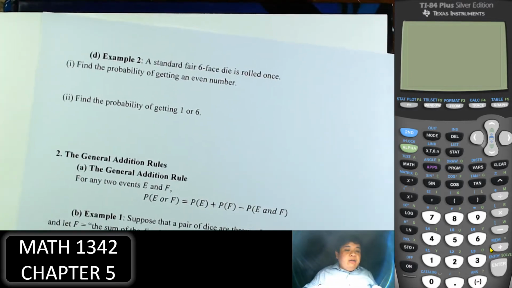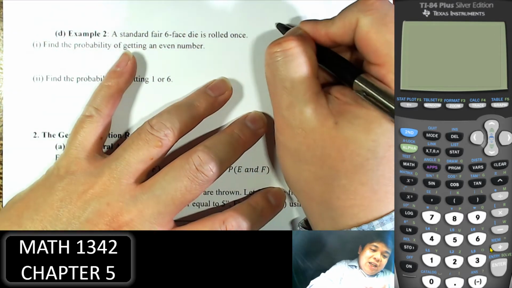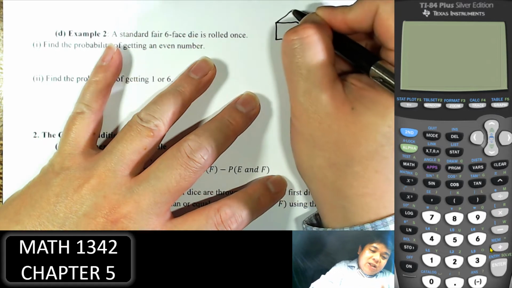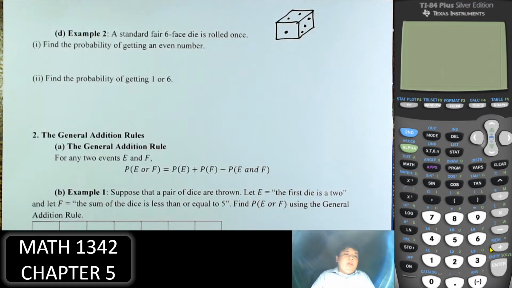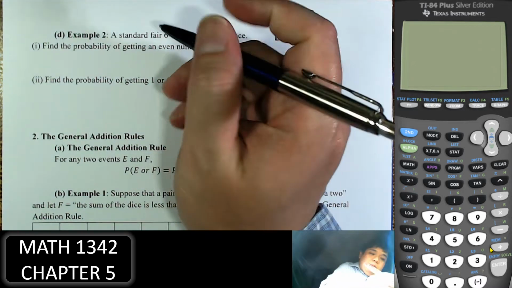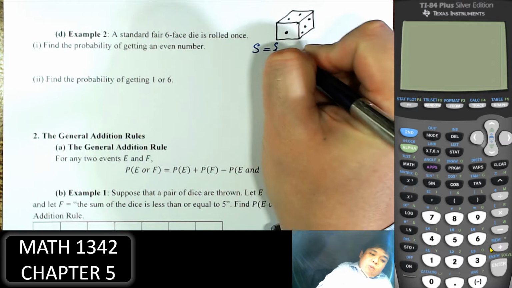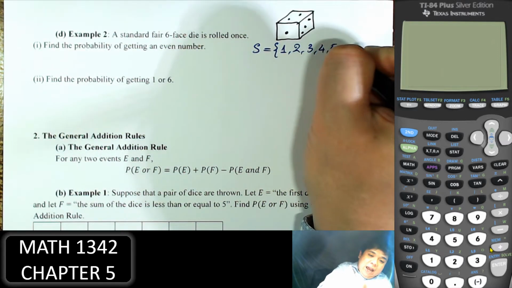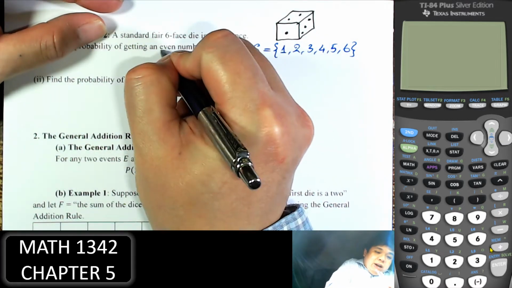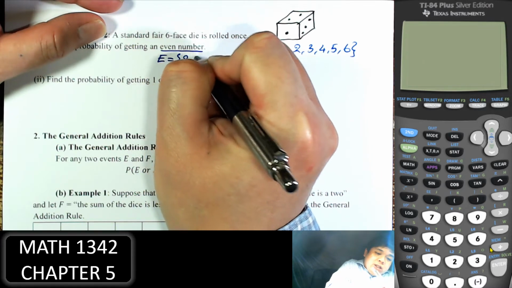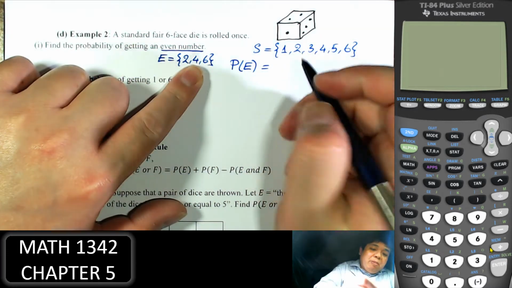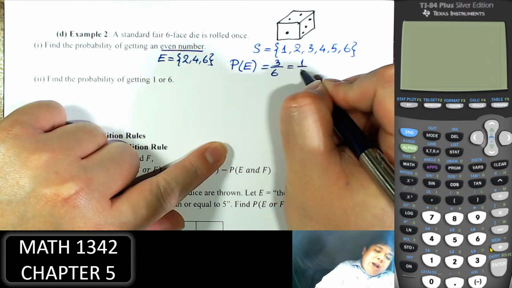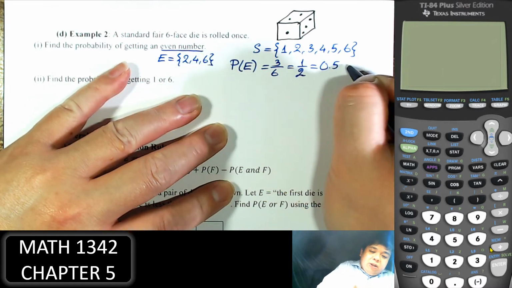Right. A standard fair die is rolled once. So a die, once again, is a cube that has 6 faces, labeled from 1 to 6. Find the probability of getting an even number. So we list, there are 6 faces, so the sample space will be simply 1 to 6. And this is a fair die, so equally likely. Even numbers are 2, 4, and 6. The probability of getting an even number, therefore, will be how many we have in here divided by how many we have in there. 1/2, 0.5, or 50%.